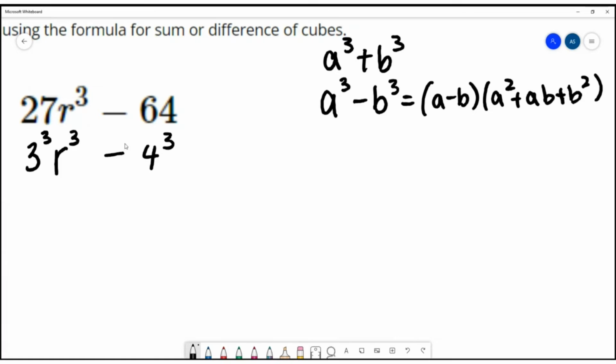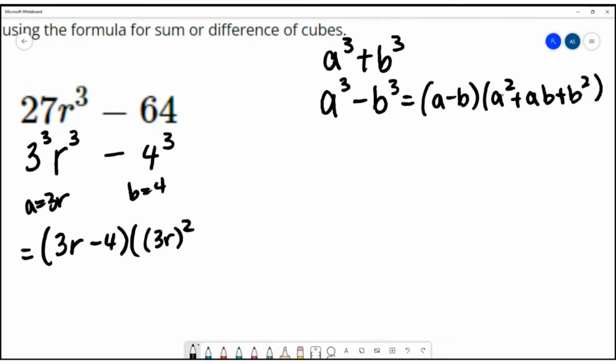So now that I've got it written in this format, I can see that a is 3r and b is 4. And if I factor, the pattern would be 3r minus 4. So that's this first part of the pattern. 3r is a, 4 is b, so I have 3r minus 4. And I want to have a squared, so 3r squared, plus a times b, plus 3r times 4, plus b squared, plus 4 squared.